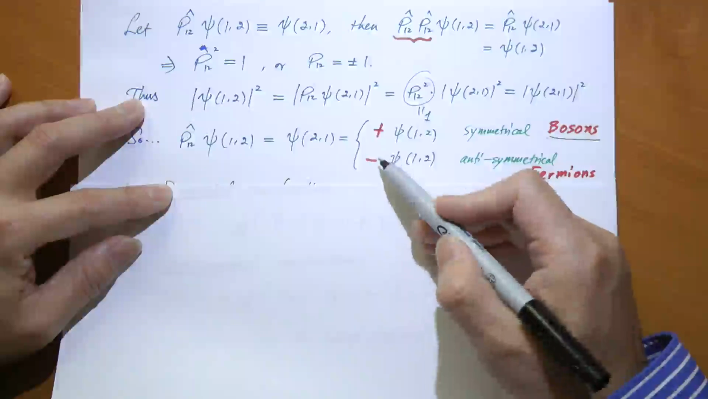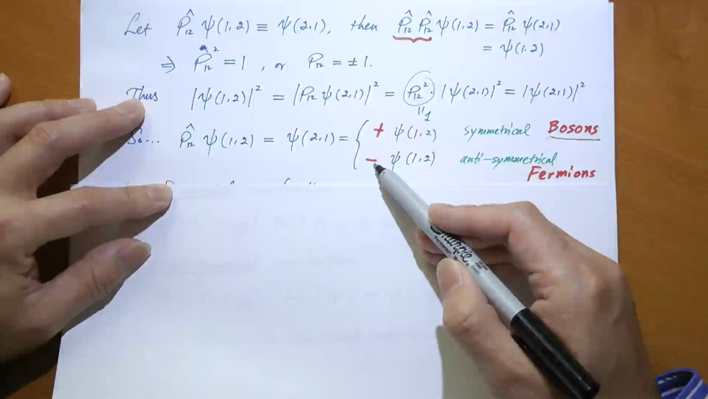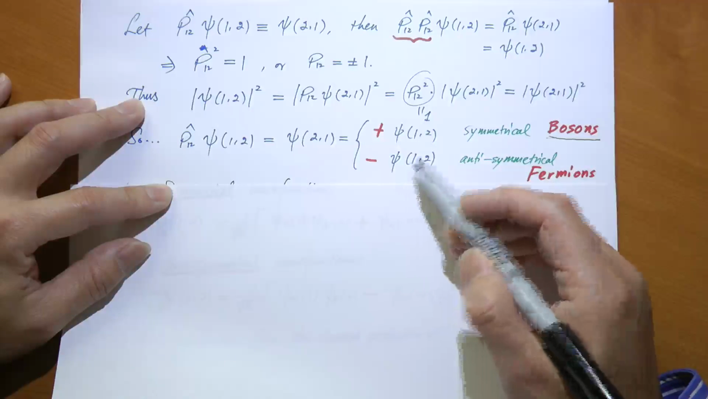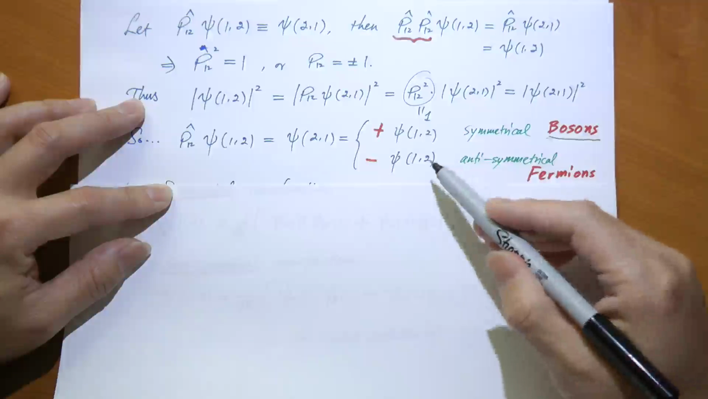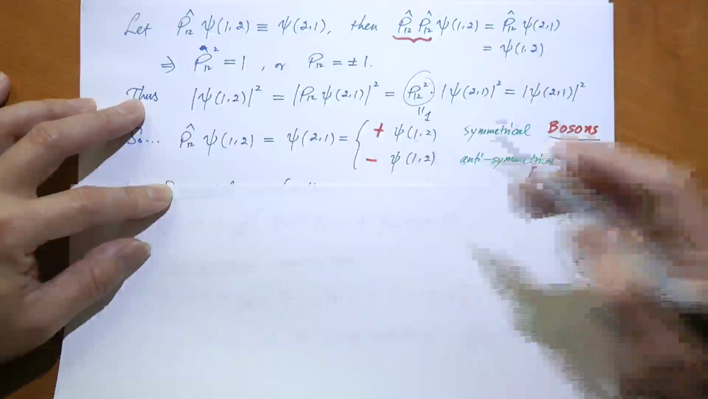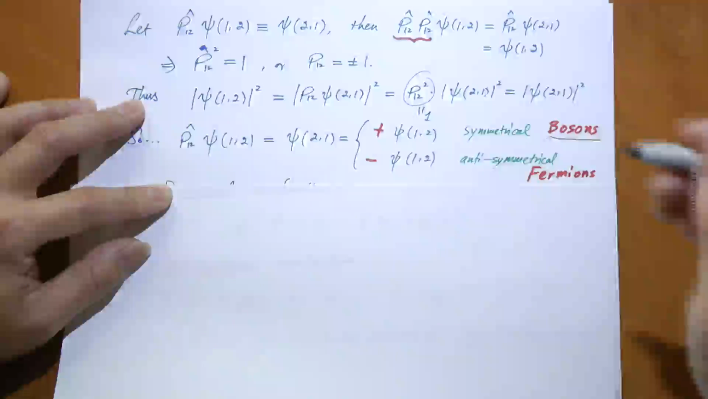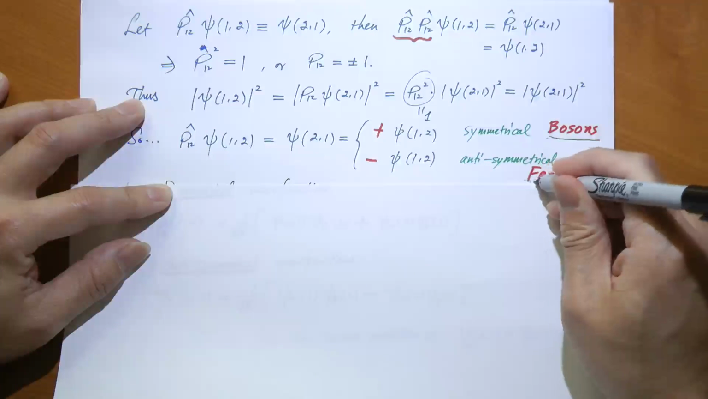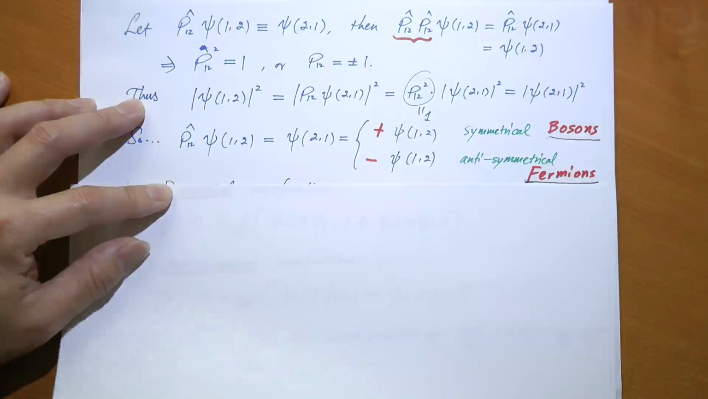And the second case, when you exchange the two particles, you get a negative sign for the wave function. These are called anti-symmetrical cases. So the wave function is anti-symmetrical under exchange because of the negative sign, and the particles described by this anti-symmetrical wave function are called fermions, named after Enrico Fermi, another very important physicist.